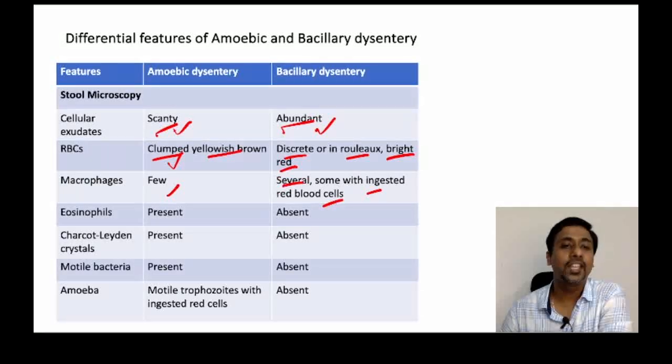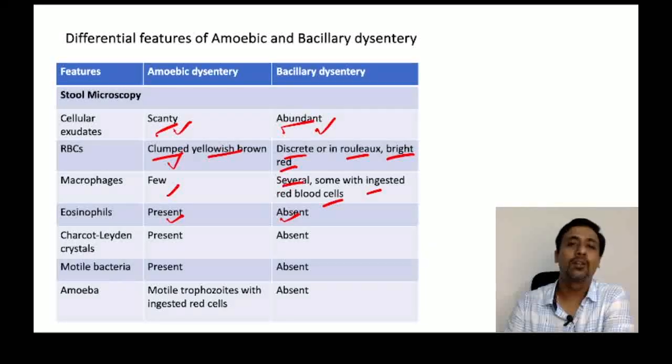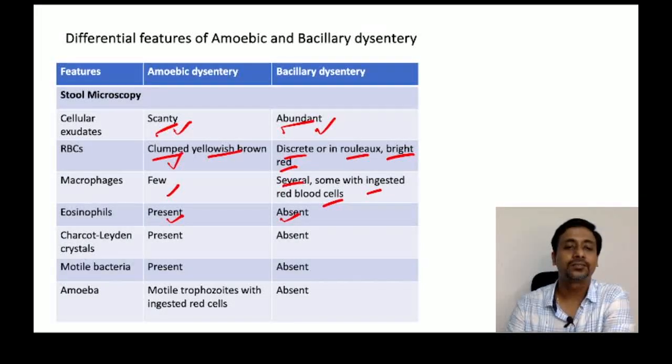Eosinophils are present in amoebic dysentery, whereas in bacillary dysentery they are absent. So why are they present in amoebic dysentery and absent in bacillary dysentery? Eosinophils are basically increased in cases of helminthic infection and some protozoan infections like amoebae, because they help in an antibody dependent complement fixation reaction against these parasites.